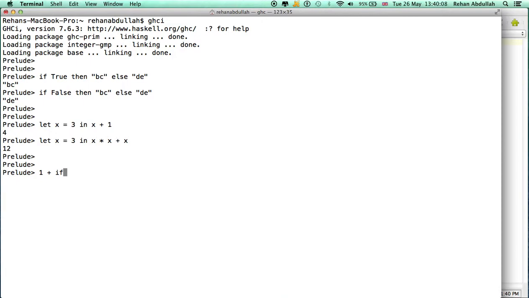So if 2 equals equals 2, then 3 else 4. There you go. 1 plus if 2 is the same as 2, then it's 3, else it's 4. The next one, 1 plus if 2 not equal to 2, then 3 else 4. You get 5.